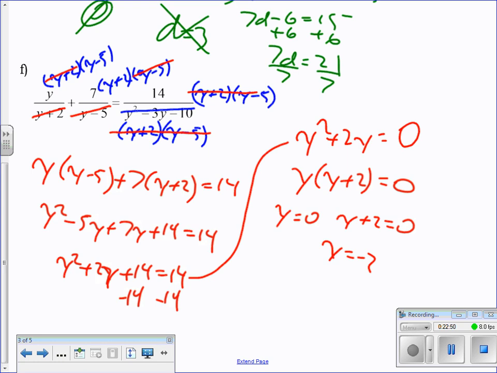Can y be 0? If I put 0 in my original one, am I okay? Yeah. Doesn't give me 0 here, doesn't give me 0 here, doesn't give me 0 there. So that's good. Can y be -2? Nope, can't be -2. It's no bueno. Not one good answer, one bad answer. Questions? Okay.